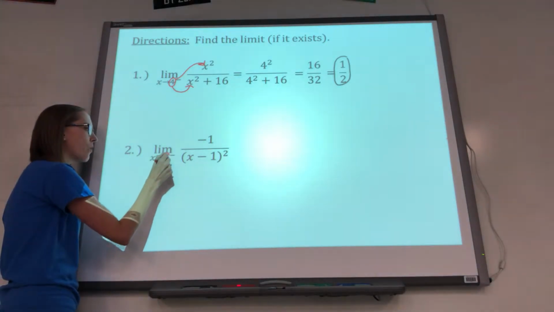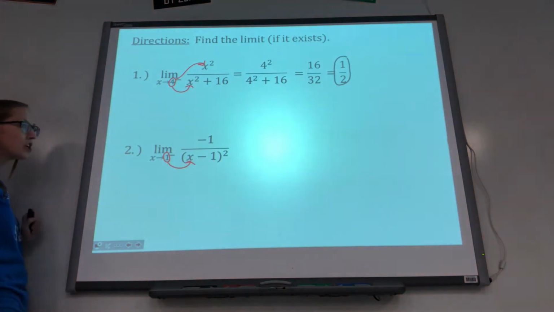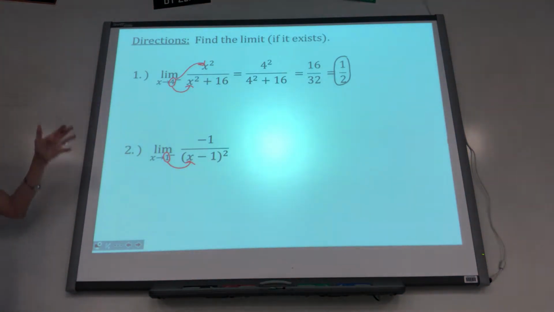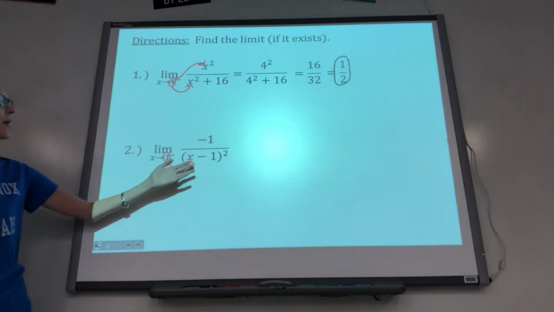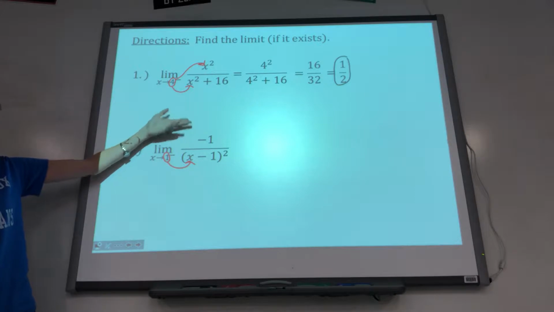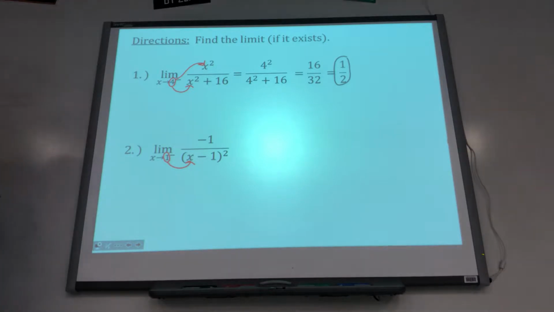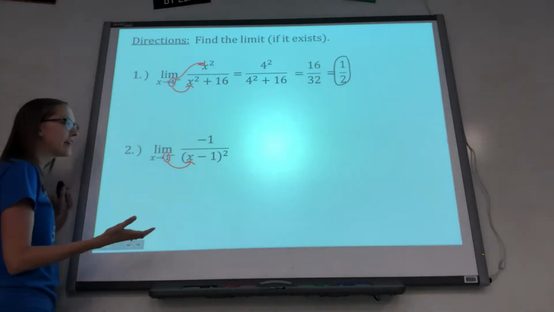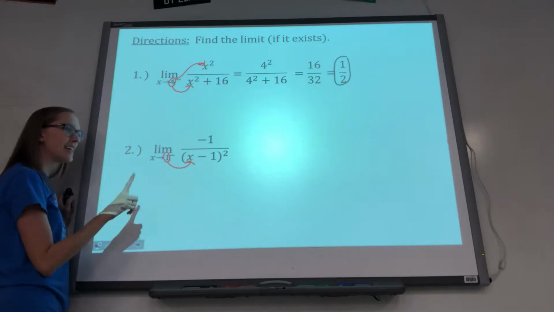So I take the 1 and I try direct substitution, but I get back something that doesn't work. You get a 0 on bottom. Now, you don't really get a 0 on top. It's still just -1. But a 0 on bottom could mean a couple different things. It could mean that the limit does not exist.